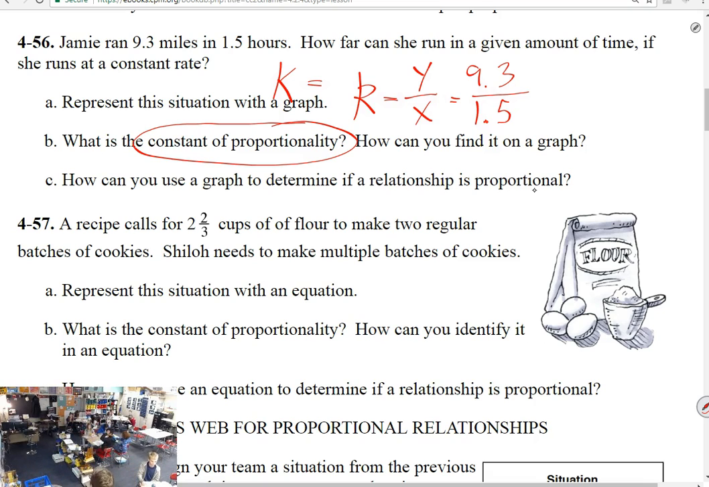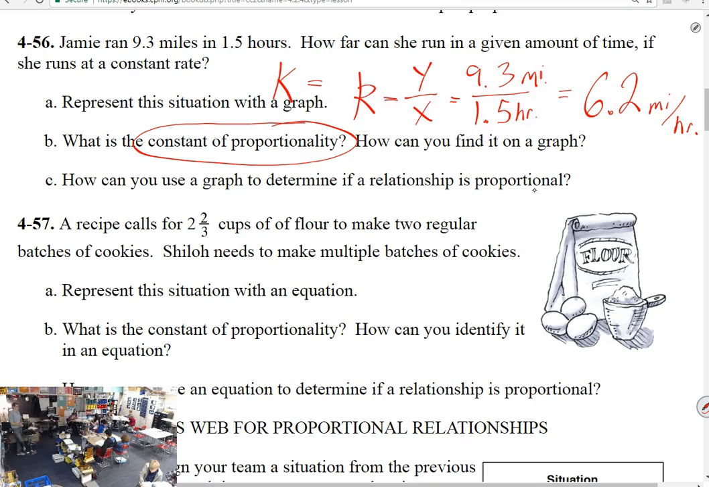6.2? Miles per hour, because this was miles, and this was hours. So my division gives me my answer, numerator divided by denominator: miles per hour.